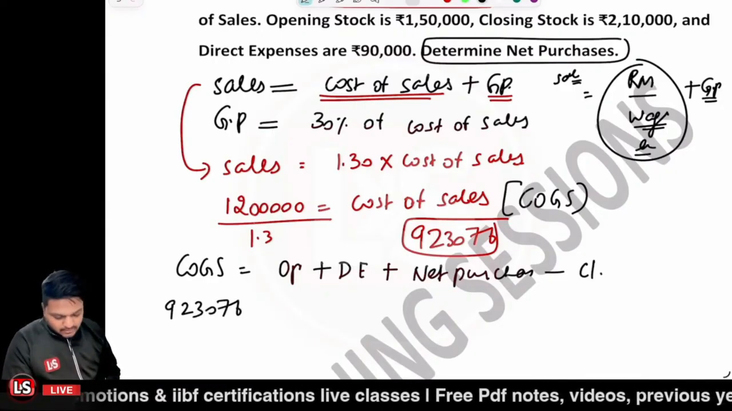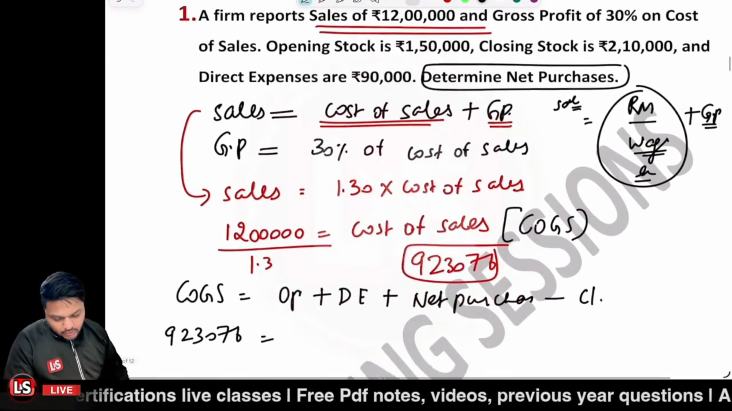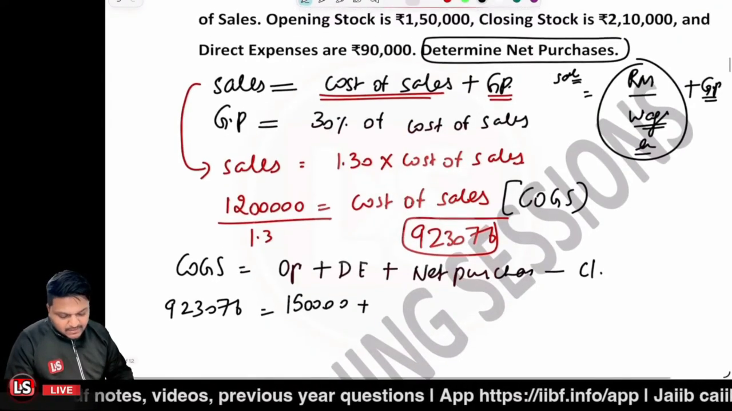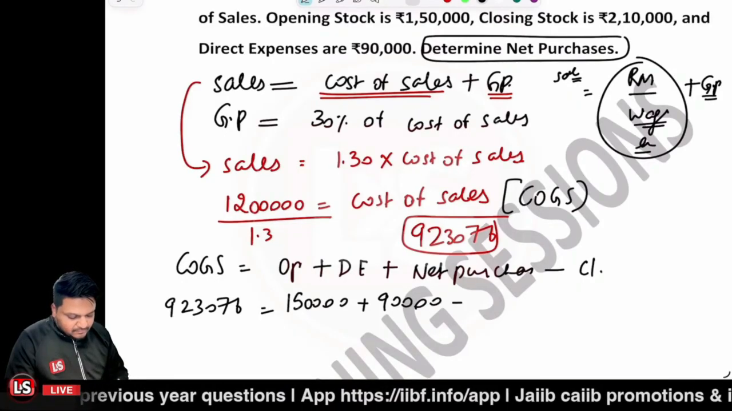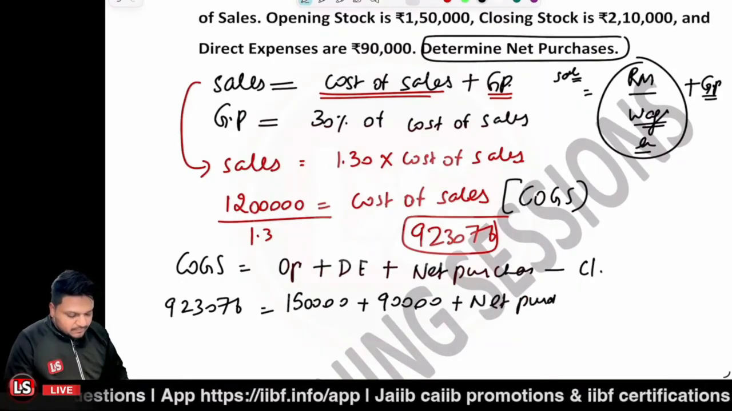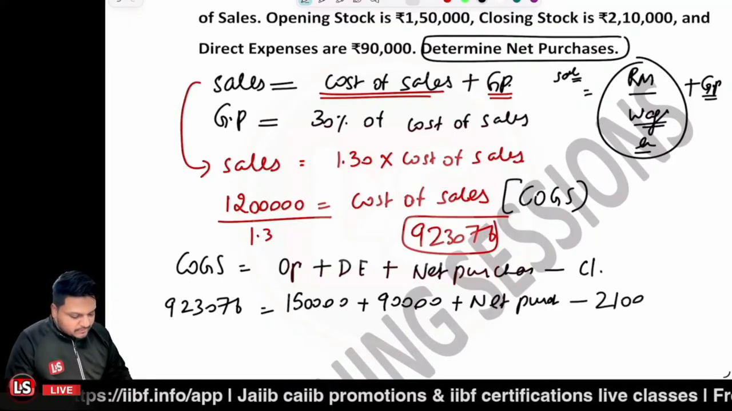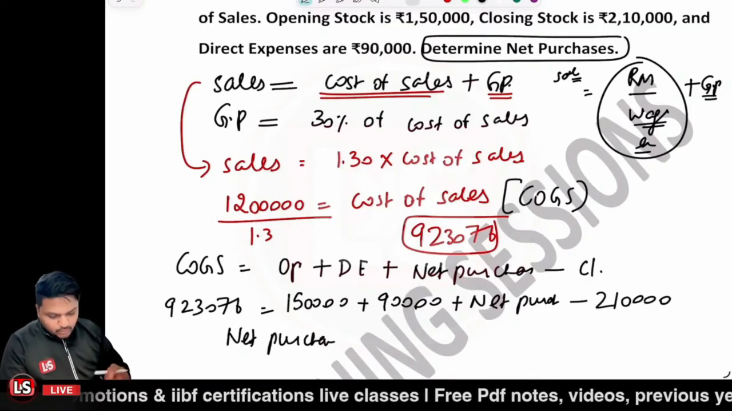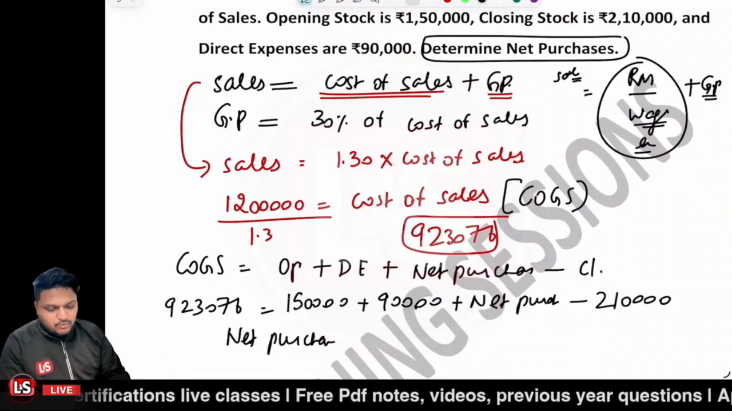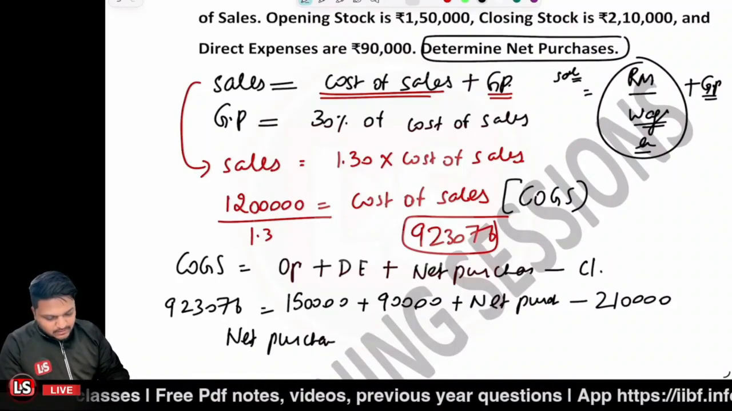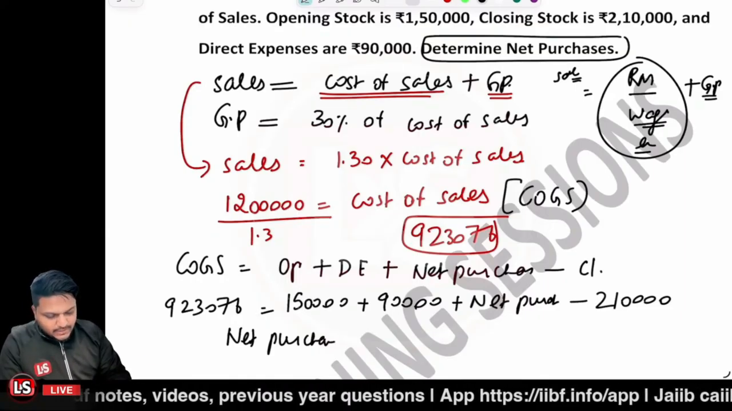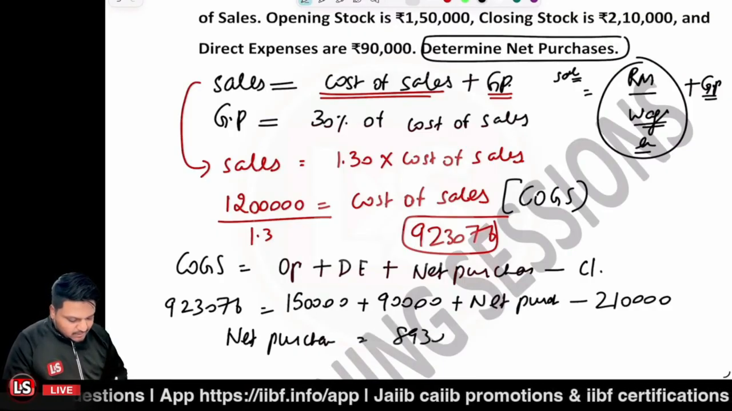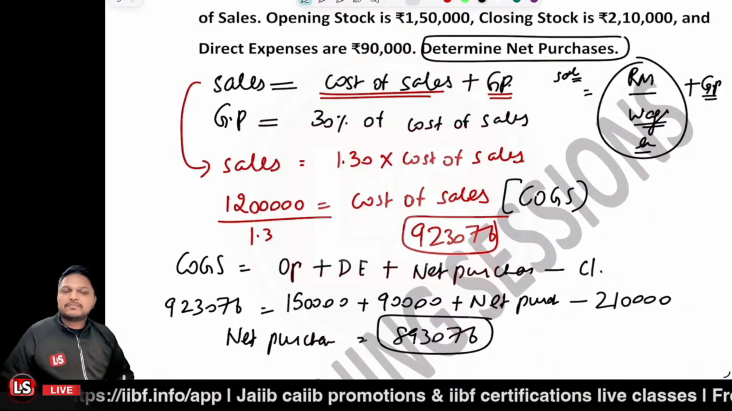923076 is equal to opening stock, which is given to be 1,50,000, plus direct expenses given to be 90,000, plus net purchases, which we have to calculate, minus closing stock given to be 2,10,000. Now you can easily calculate. Net purchases will become 923076 minus 1,50,000 minus 90,000 plus 2,10,000. So that is 893076. Easy as that, right?